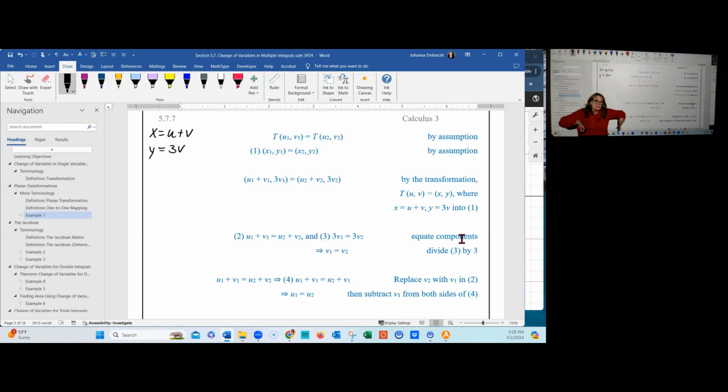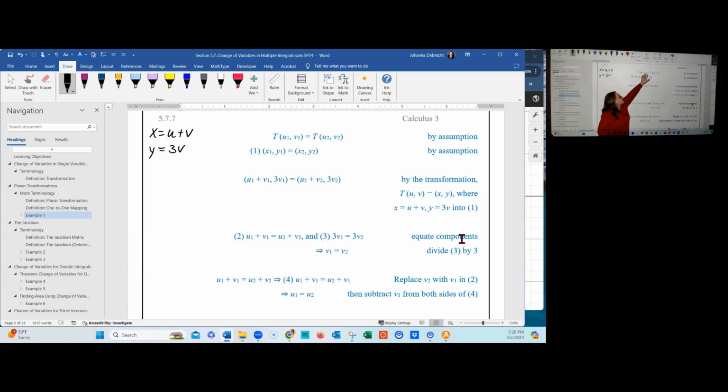So I'm going to split them into components, and I'm going to say that component 1, the x component, these two have to be equal, and that the y components, 3v1 and 3v2, have to be equal. I mean, that's what it means. This is a consequence of x1, y1, and x2, y2 being equal. Then I can take this equation 3v1 equals 3v2, and divide both sides by 3, which tells me that v1 equals v2. So I'm halfway there.